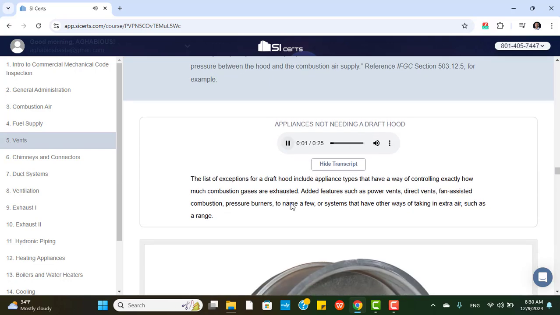The list of exceptions for a draft hood includes appliance types that have a way of controlling exactly how much combustion gases are exhausted. Added features such as power vents, direct vents, fan-assisted combustion, and pressure burners, to name a few, or systems that have other ways of taking in extra air, such as a range.